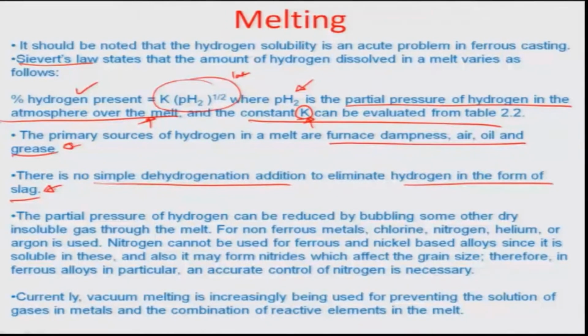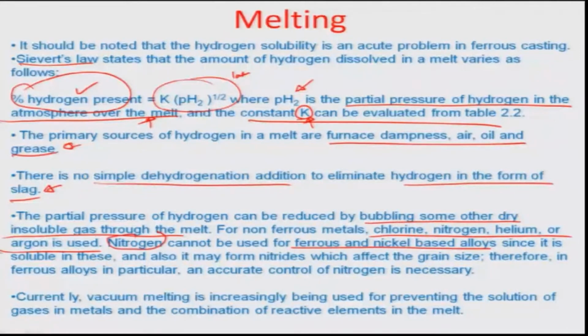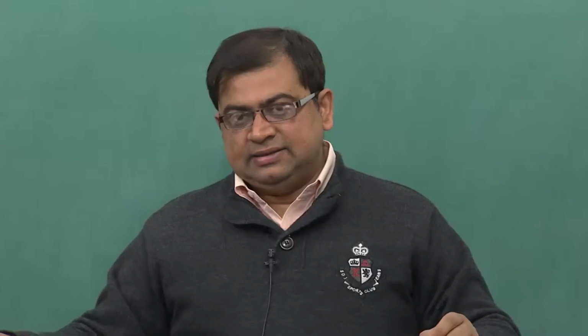So, the partial pressure of hydrogen can be reduced by bubbling some other dry insoluble gases, and that is the only way where you can actually reduce the partial pressure. And for non-ferrous metals, things like chlorine, nitrogen, helium or argon is very frequently used, so that the hydrogen partial pressure drops down and the solubility or the percentage of hydrogen present also drops down. So, overall you can have a good situation with as little hydrogen as possible in the casts. For ferrous and nickel based alloys, you cannot use nitrogen because they may form nitrides, which are not very conducive for the strength aspect of the castings, and it may generally affect the grain size.